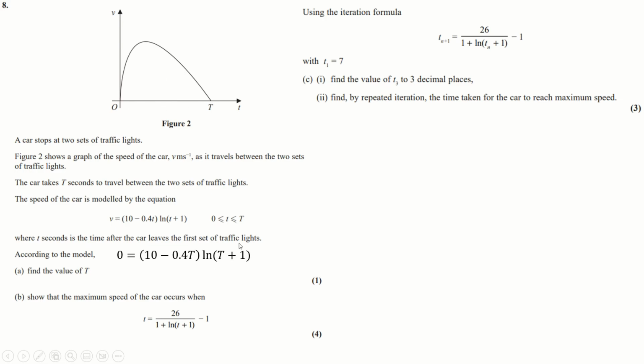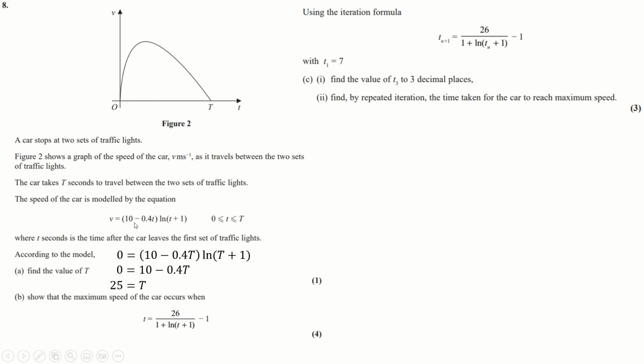Now this can't be 0. Log of nothing will be 0 unless you want to play around with some limits, but we won't do that. So let's just do this equals 0, and solve for t, we get t as this. Now show the maximum speed occurs when this is true. Now this, I think, is the hardest 4 marks in the paper.